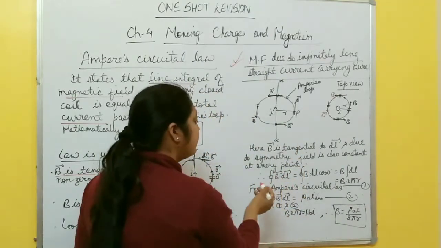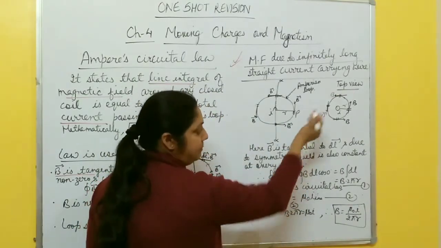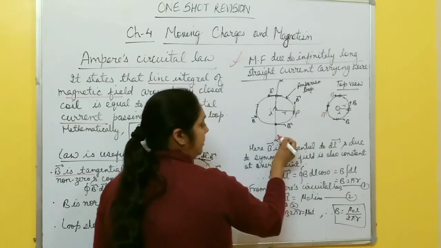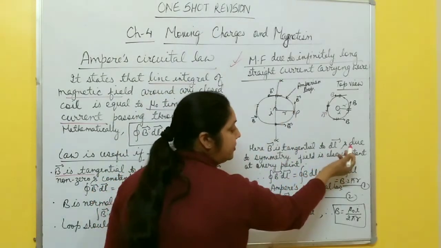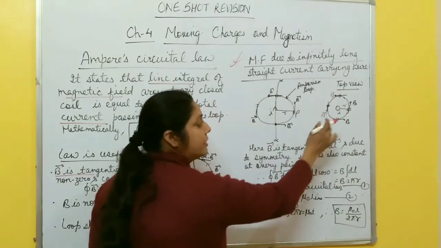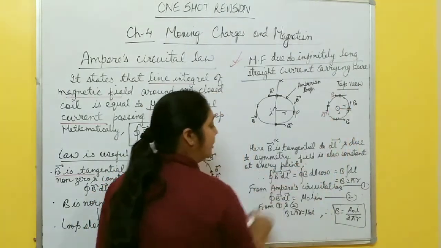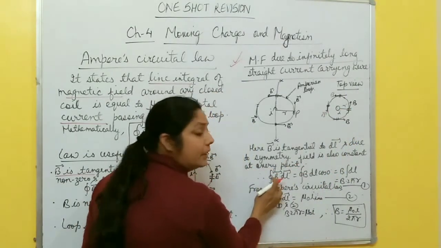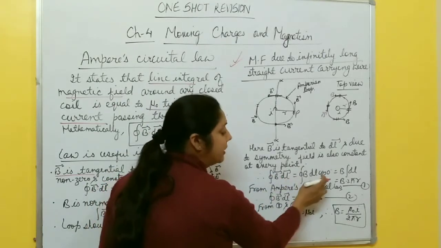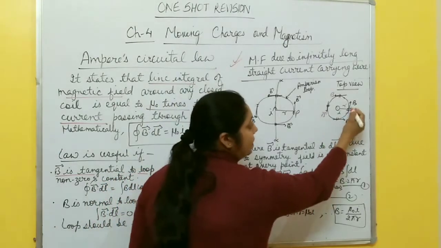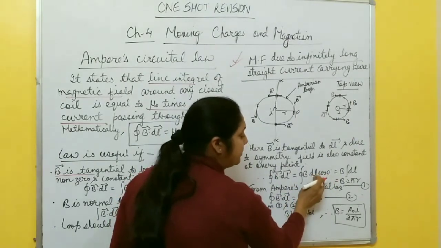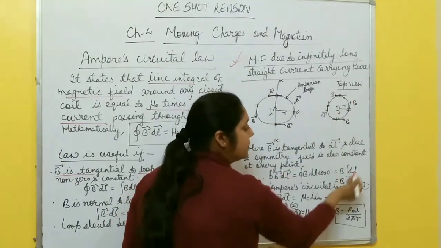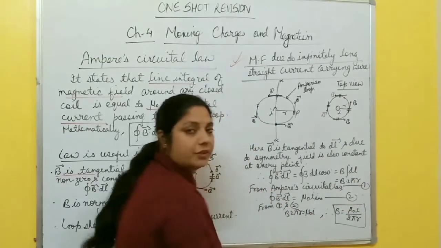Now apply Ampere's Circuital Law and find the field due to this infinitely long wire. Here B is tangential, along dl, and due to symmetry, the field is constant at every point on this loop. So you can write B dot dl equal to B dl cos 0. B and dl are along the same direction, tangential to the surface, so cos 0 is 1. B is constant also, so you take B outside the integral of dl.